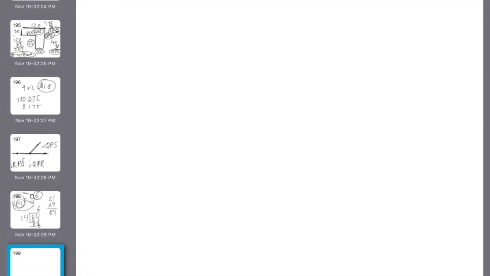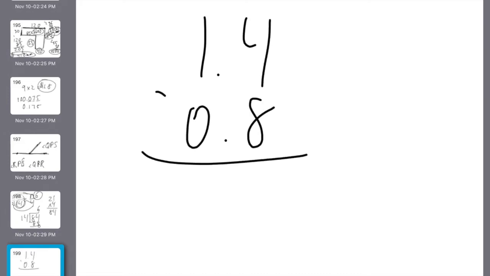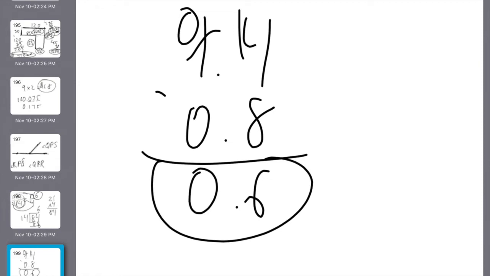Number 19, I'm missing the second in subtraction. Second still subtract. So it's just simply 14 minus 8 is 6. Decimal point straight down, and keep your 0 for looks, 6/10.